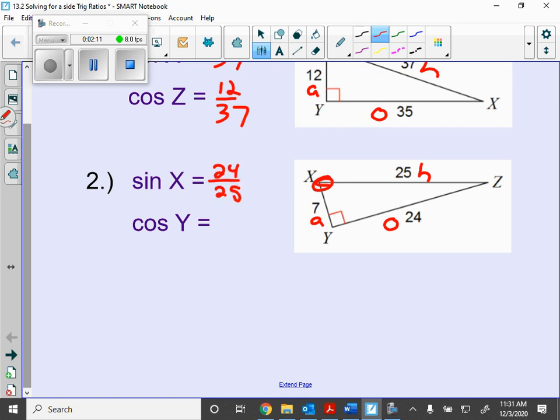Now cosine of y. It's giving me another angle, so I've got to redo my O, A, and H. And now I'm coming from, that's supposed to say Z, not y, that's a typo. Cosine of Z. O, A, and H. What's my H? The hypotenuse is 25, across from the right angle. My A is my adjacent. Which one's my adjacent? There's 24 right next to the theta, so that's the A, the adjacent.